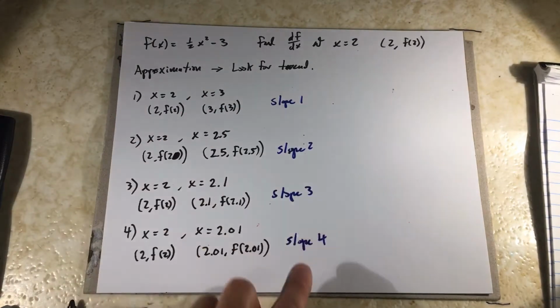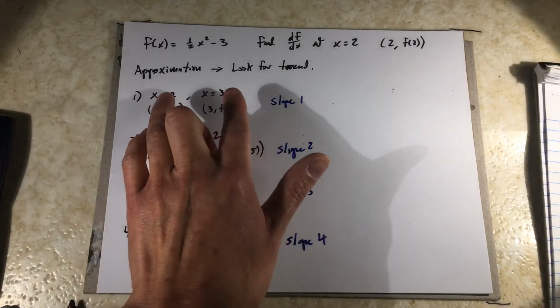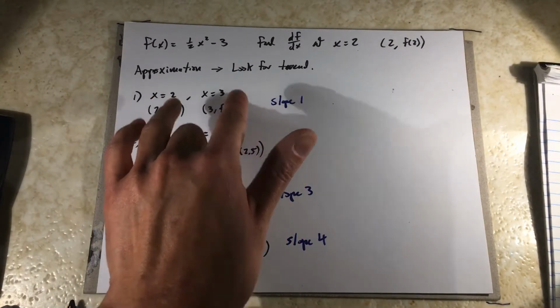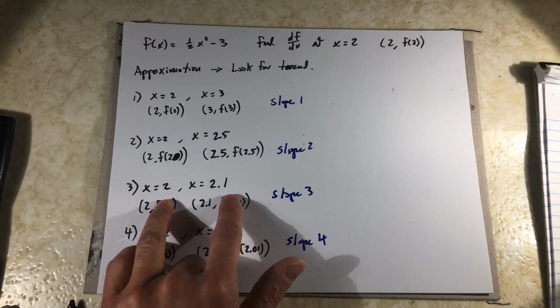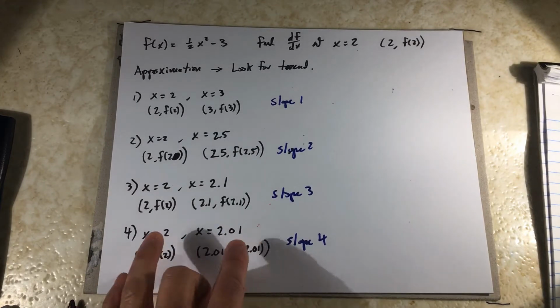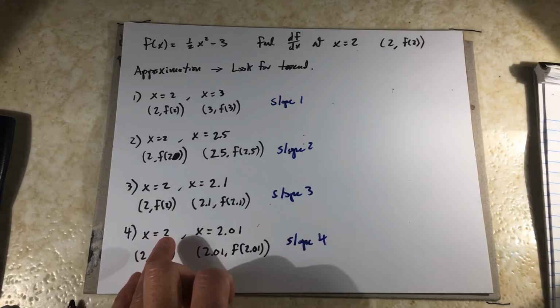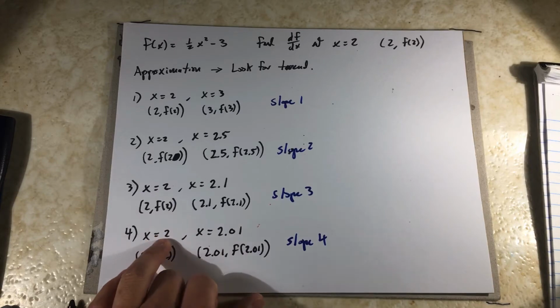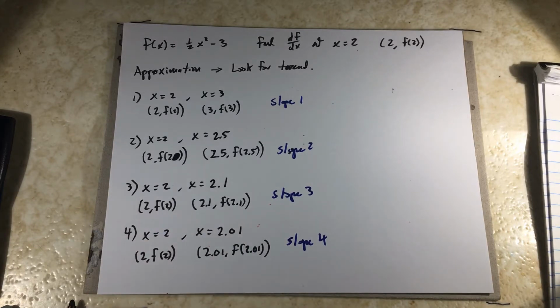And the whole idea behind this is that as these 2 points get closer together, so this is 2 to 3, 2 to 2.5, 2 to 2.1, 2 to 2.01, we'll get closer and closer to the slope of the tangent at x equals 2. All right, so that's how this is going to work.